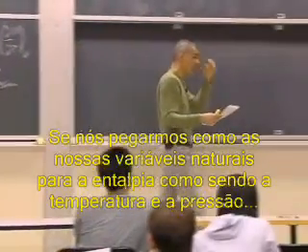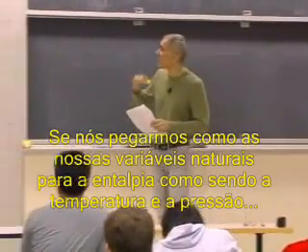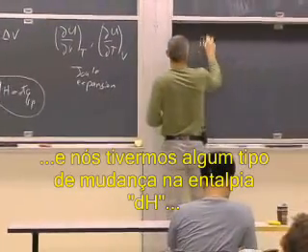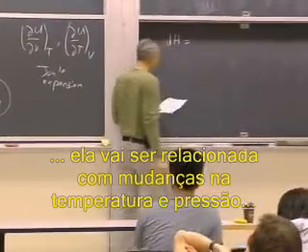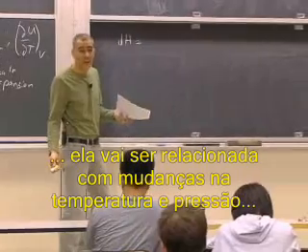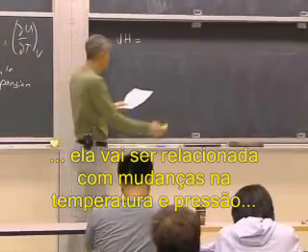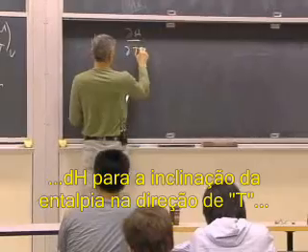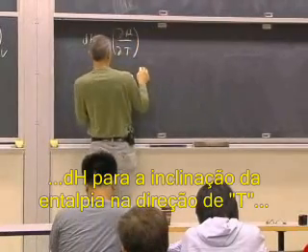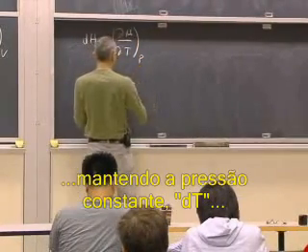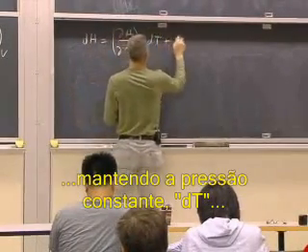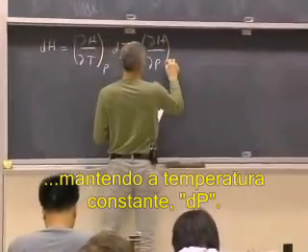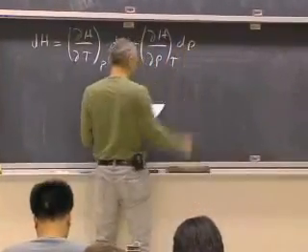So if we take as our natural variables for enthalpy to be temperature and pressure, and we have some sort of change in enthalpy, dH, it's going to be related to changes in temperature and pressure through the derivatives, dH through the slope of the enthalpy in the T direction, keeping pressure constant, dT, plus the slope of enthalpy in the pressure direction, keeping the temperature constant, dP.